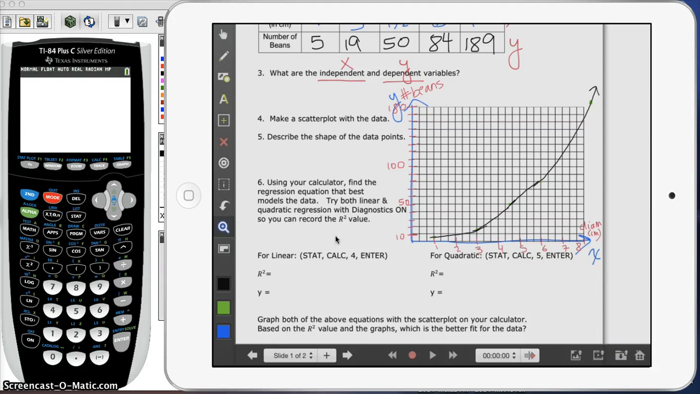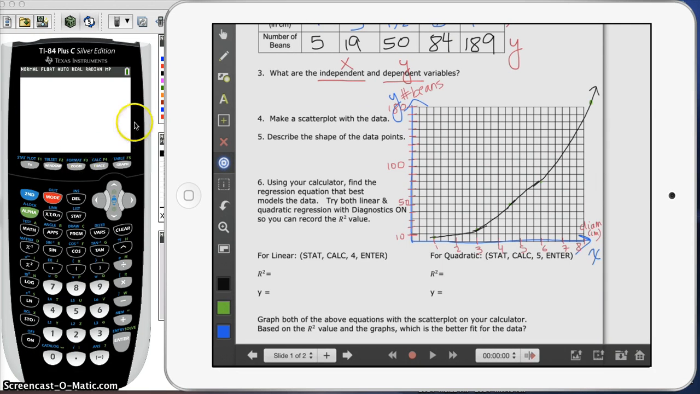Describe the shape of the data points. Now it looks more like a U shape than a line. Do you agree? So now let's see how we can use our calculator to find the regression equation that best models the data. Did they tell me quadratic, or did they say regression equation? So let's say I'm not sure. The graph does not give me the accurate shape, so I need to find another way using the calculator. How can I tell whether it's linear or quadratic? So we need to try both linear and quadratic regression to see which one would be a more accurate description.